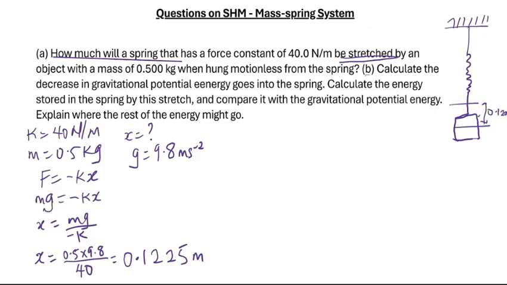Now question B says to calculate the decrease in potential energy, and the energy that goes into the spring. Calculate the energy stored in the spring by the stretch and compare it with the gravitational potential energy. Now let's take it one after the other. Calculate the decrease in gravitational potential energy. You can see that there will be a decrease, because gravitational potential energy is mgh. We know that it increases with an increase in height and decreases with a decrease in height.